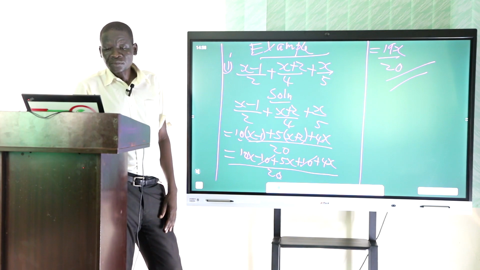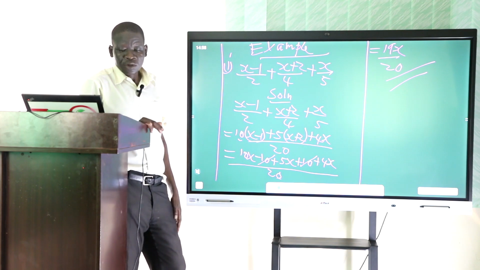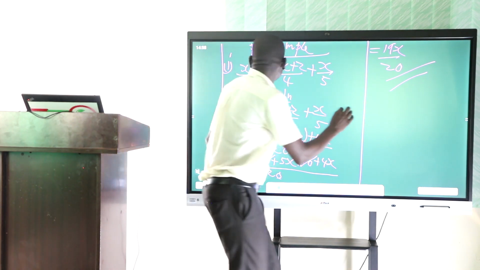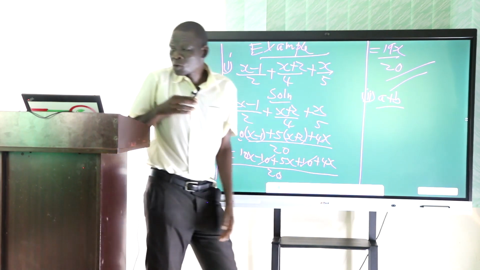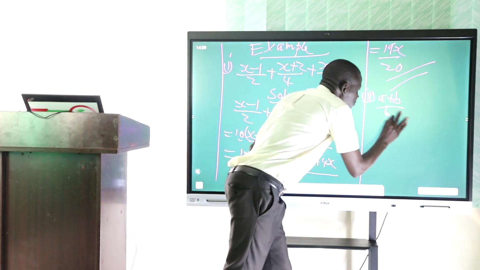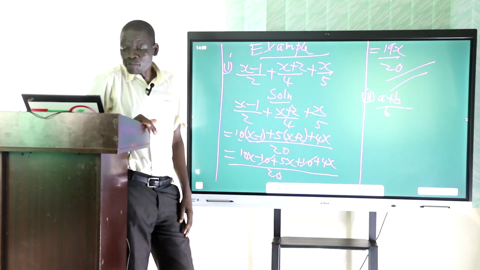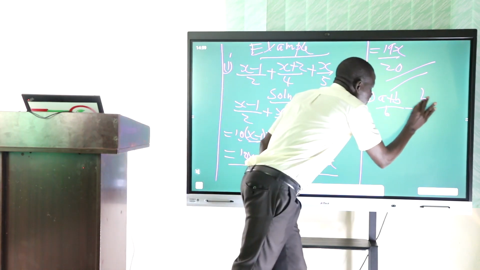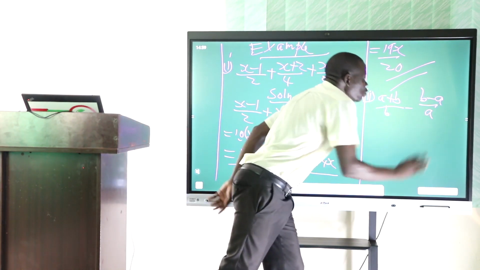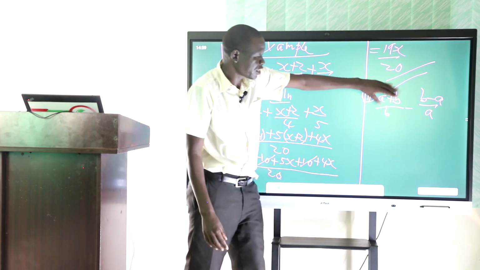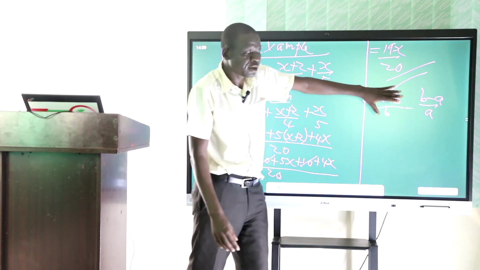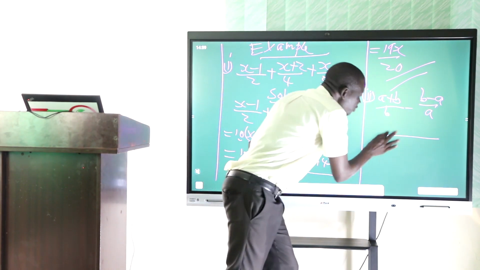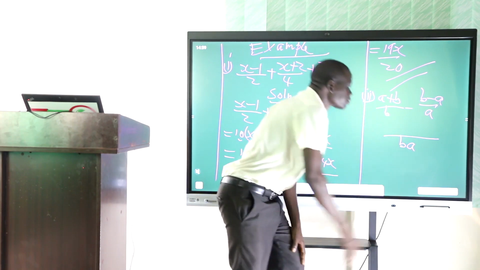We can look at another example, example 2. Example 2 says (a plus b) over b minus (b minus a) over a. We have to write this as a single fraction. The process is the same. We just find the LCM of b and a. The LCM of b and a is ba.